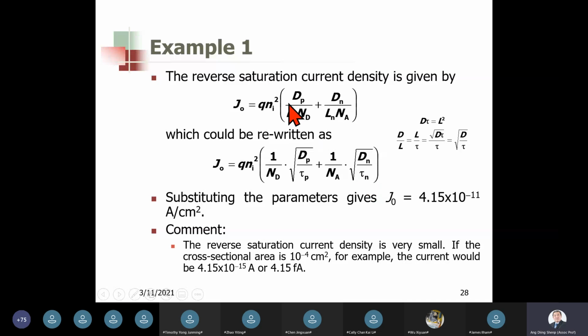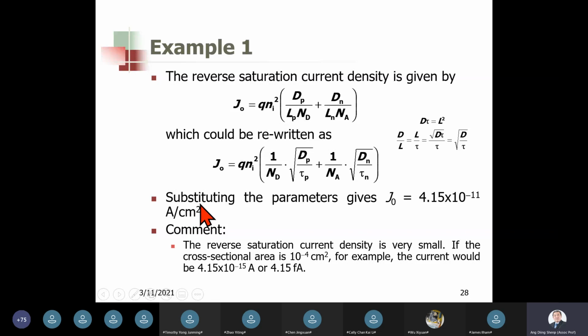All right, so instead of calculating LP or Ln separately, you can directly calculate J naught if you can realize this. Putting in the numbers, you can obtain J naught to be 4.15 times 10 to the power minus 11 ampere per cm squared.